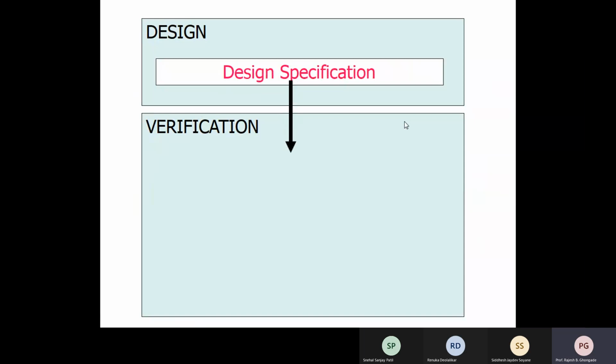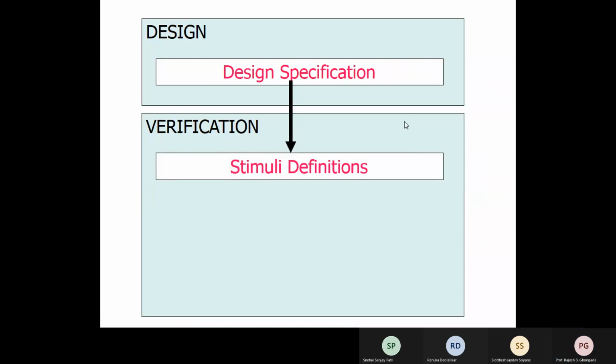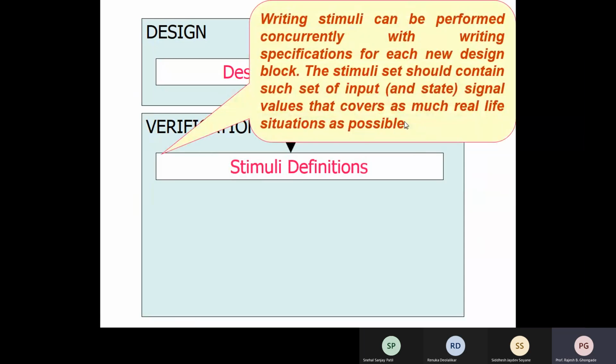Then the other part, that is the verification, you have the stimuli definition, where writing stimuli can be performed concurrently with writing specifications. It's a good tip, as I already said. The stimuli set should contain such a set of inputs and states, the signal values, that cover as many real life situations as possible. Now this is a little bit tricky because it may not be possible for you to cover all the possible combinations, but it should cover almost a majority of them.